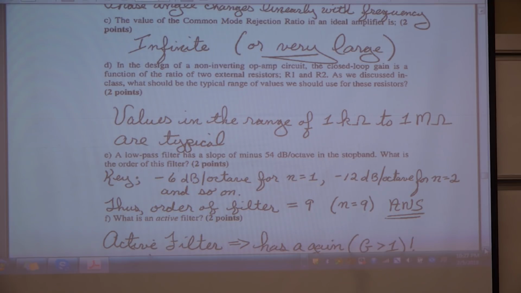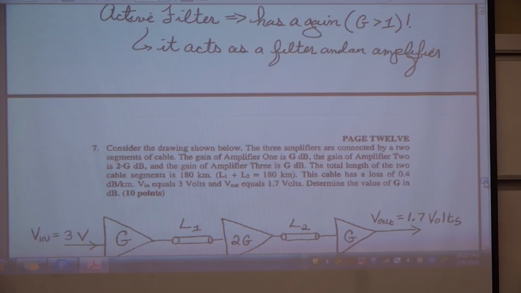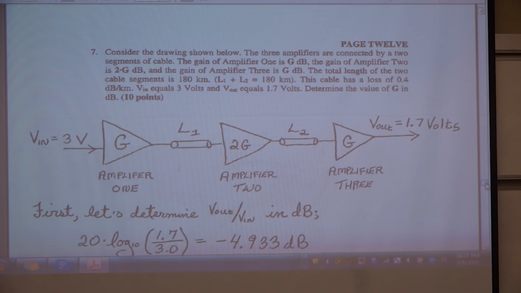What is an active filter? It's a gain bigger than 1. Now, we're up to number 7. We have only 2 more problems to go.